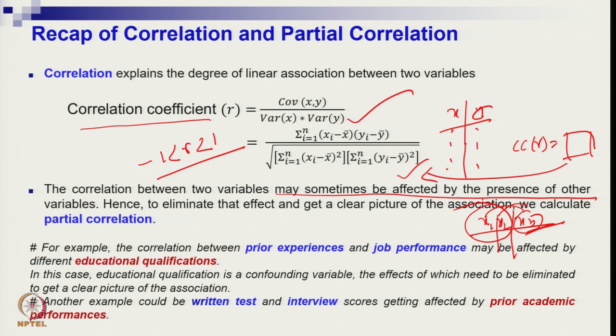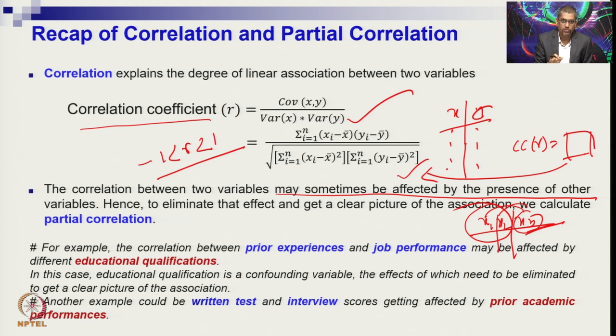Here I have mentioned a few more examples to get a clear picture of what partial correlation is. The correlation coefficient is simple: the relationship between two variables. But in partial correlation, the third variable or other variables might have an impact, so you have to eliminate that. Look at the example. The correlation between prior experience, suppose you are a candidate for a job, and job performance may be affected by educational qualification. Educational qualification is another variable which might have an impact on the experience in your CV as well as on job performance.